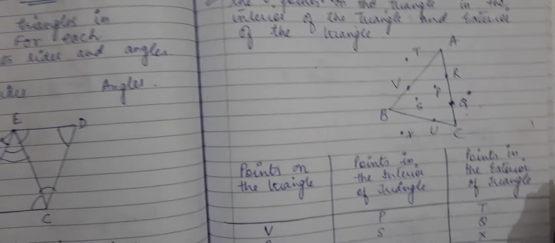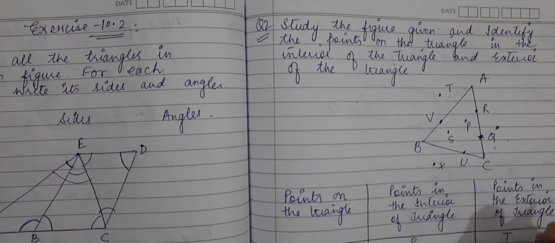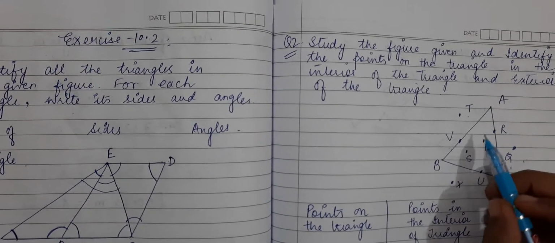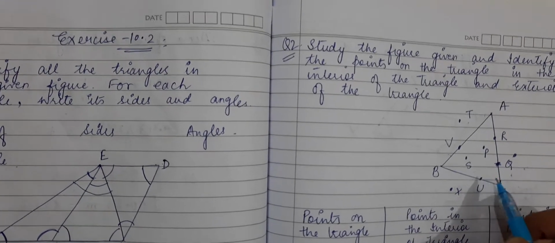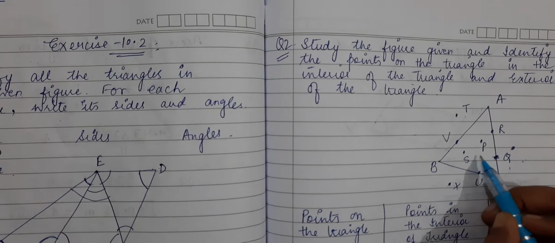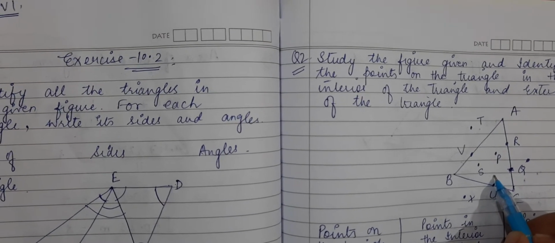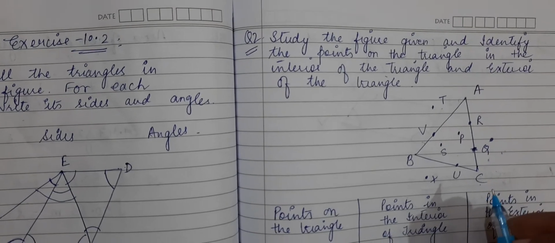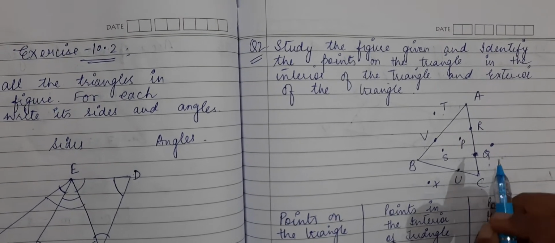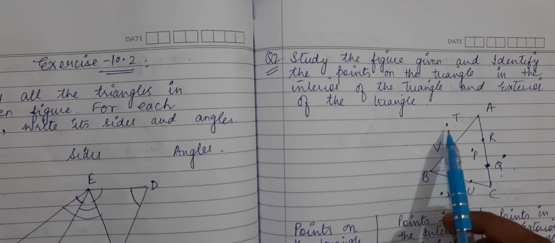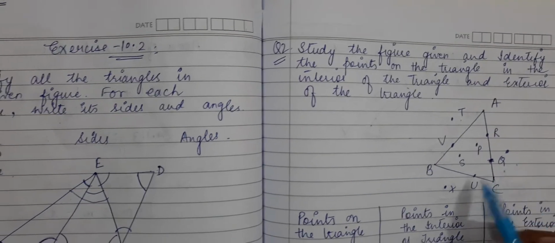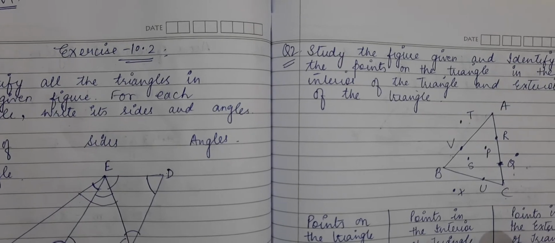Now, if I talk about the interior points, these are the points which lie inside the triangle. This is the complete triangle. The points which lie inside the triangle are the interior points. The points which lie outside the triangle are called the exterior points. For example, T is outside. Q is outside. X is also outside.